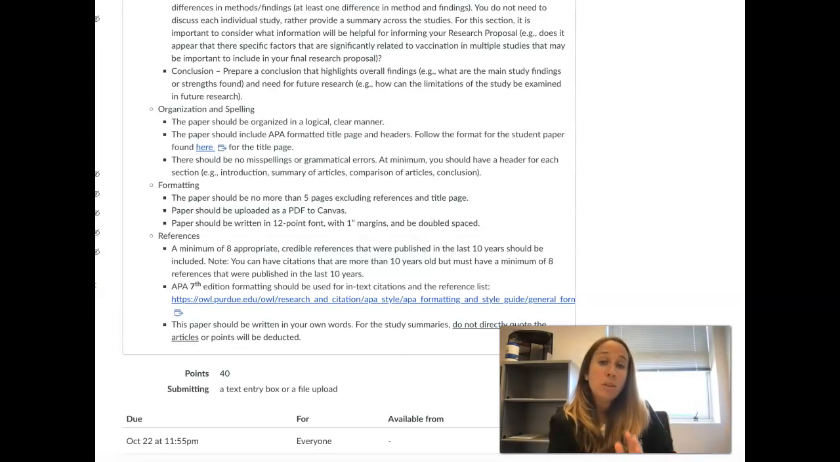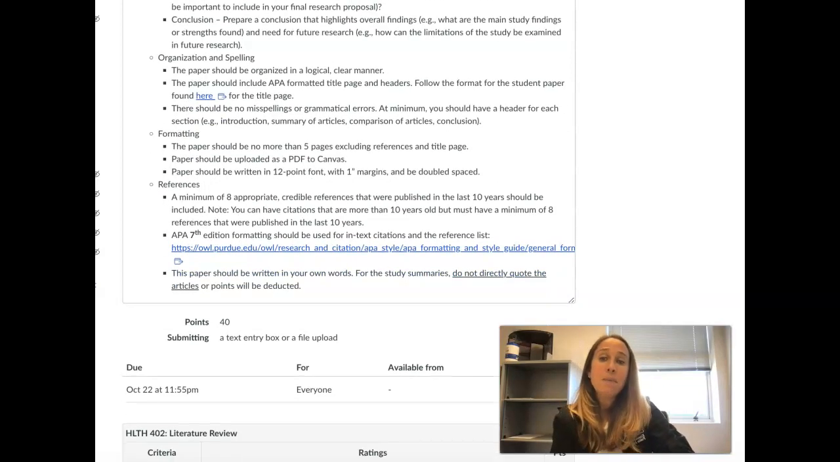Your paper should be no more than 5 pages. This does not include your references or your title page, so your actual paper should not be more than 5 pages. Make sure you upload it as a PDF. And you need a minimum of 8 references. Remember, 5 of those are going to be your selected articles for your review. The other ones will go in the introduction section of your paper, maybe to justify the importance of your topic. But in total, you should have 8, and they should be from credible sources. So peer-reviewed journals. Don't include news articles or things that aren't peer-reviewed.